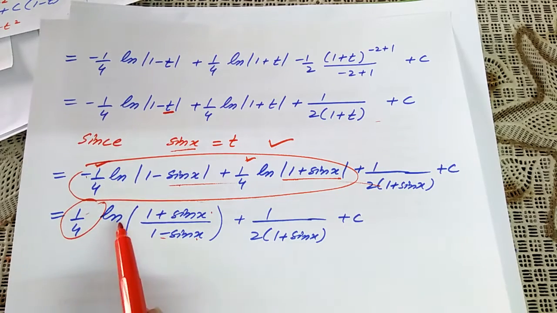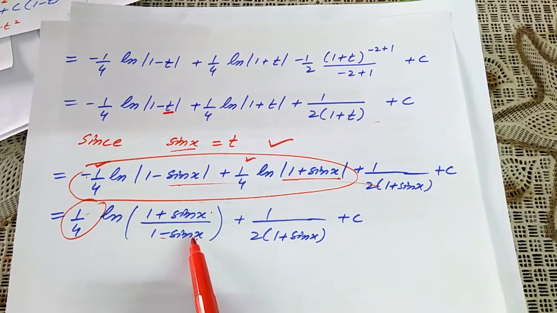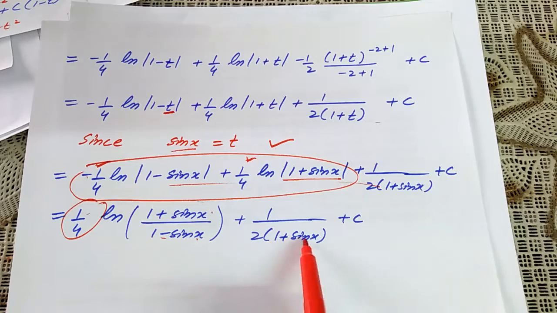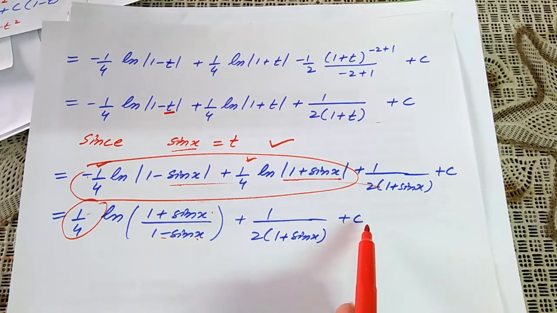So we got 1 by 4 ln (1 plus sin x over 1 minus sin x) plus 1 over 2 into (1 plus sin x) plus the constant of integration.